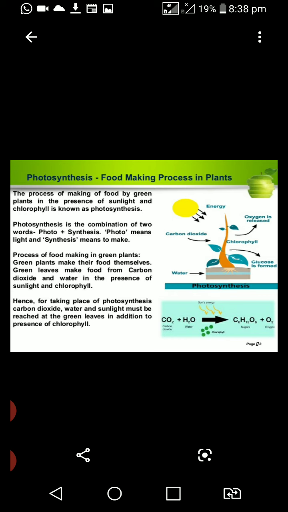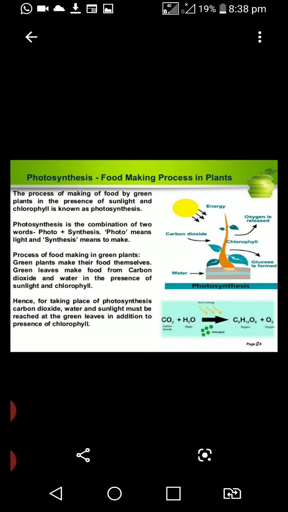So C6H12O6 and it releases 6 molecules of oxygen. So C6H12O6 means carbohydrates.